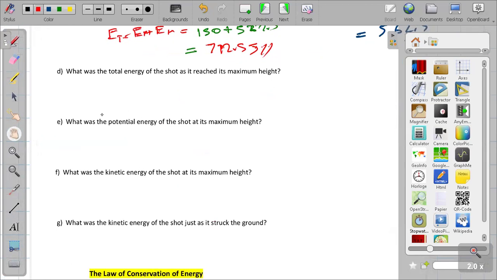What was the total energy of the shot when it reached the maximum height? Okay. So you have to know one thing. The total energy is the potential and kinetic. This is going to be the same. There is a reason, but I have to show one thing here. Why? So the thing is, the law of conservation of energy, we didn't do it.